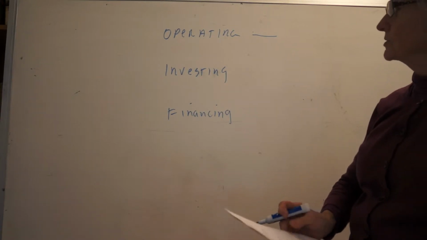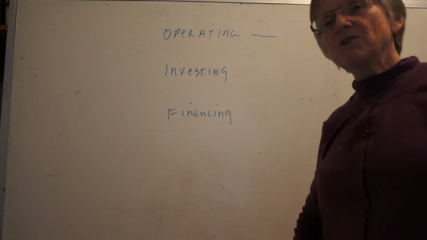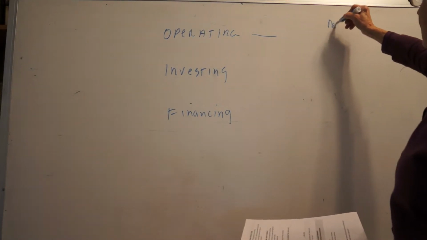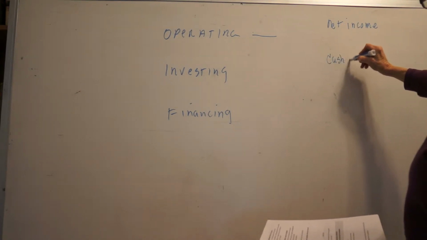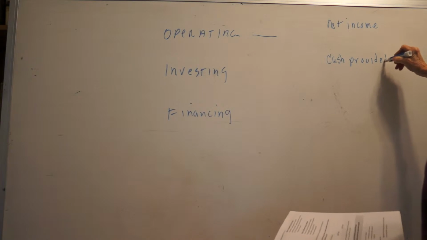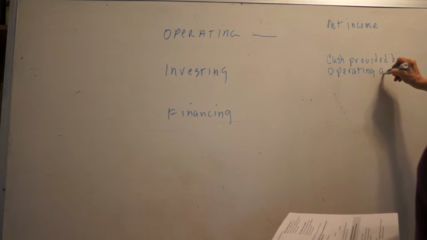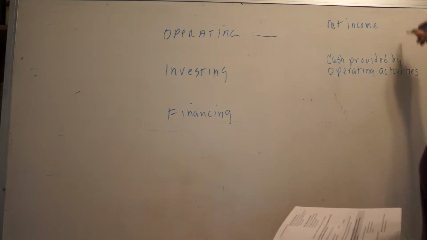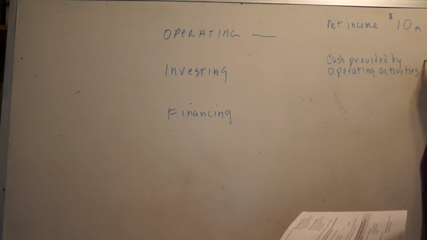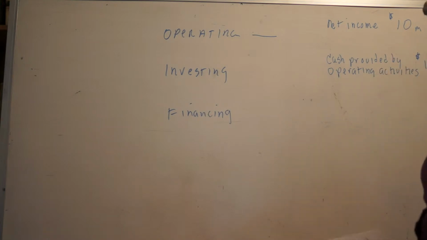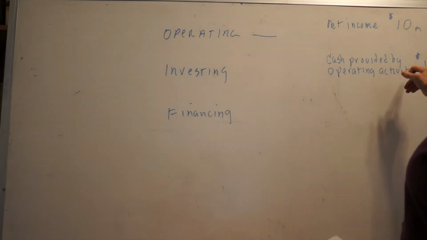The second thing that the statement of cash flows tells us is how much of the net income that's reported turned into cash. Now this is where we're comparing the net income to the cash provided by operating activities. Okay? If you have a very big number up here, say you've got 10 million up here, and you have 1 million down here, that's not so good. You've got a lot of net income, but you have not got much cash.